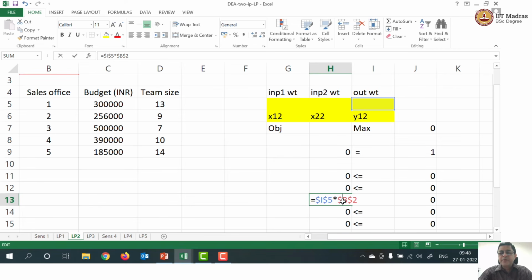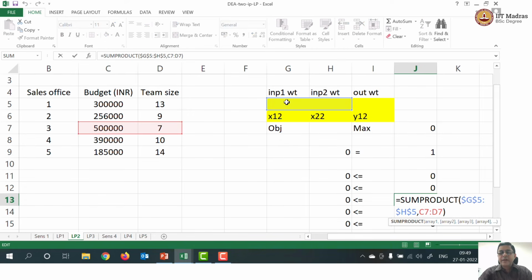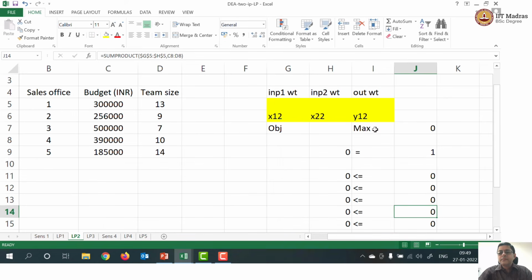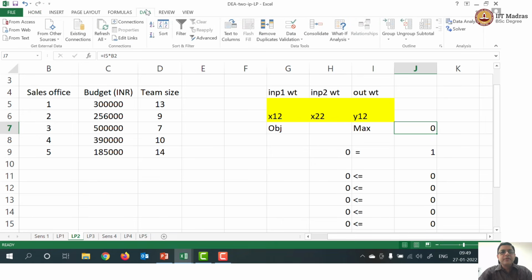So this is the weighted output. The weighted output is actually the same for everybody: output weight multiplied by the 10 lakh value. The right hand side is going to be different. This is where the input weights for DMU 2 will be used, but the values for the input will come from DMU 3, which is 5 lakhs and 7. Now, using the same process that we described just now, let us solve the problem.